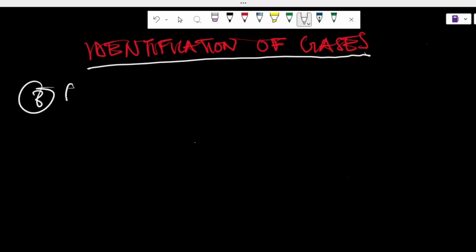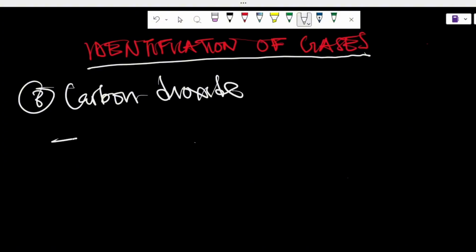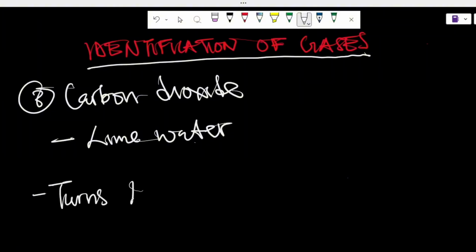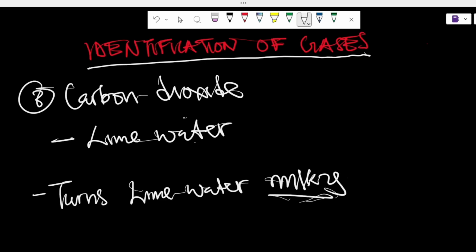Now for carbon dioxide, usually you use lime water. So you test it with lime water, and what's going to happen is that it turns this lime water milky. So as you can see, you can easily distinguish between these three gases.